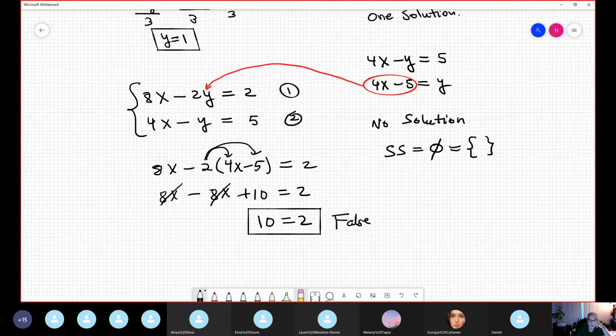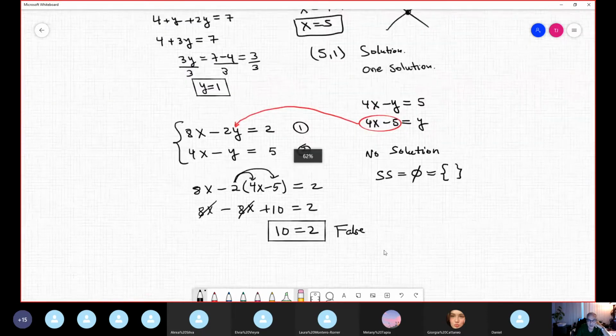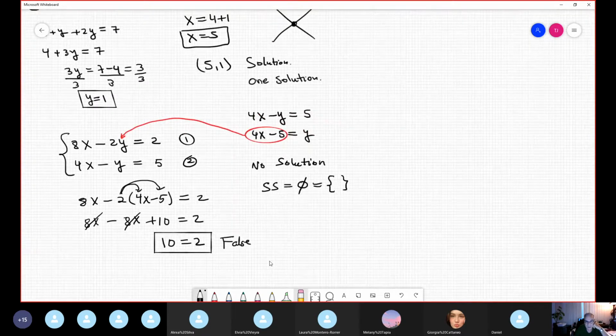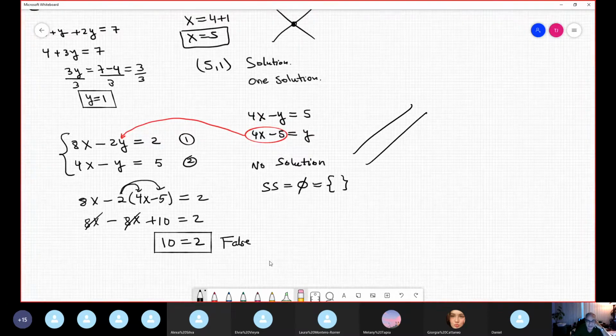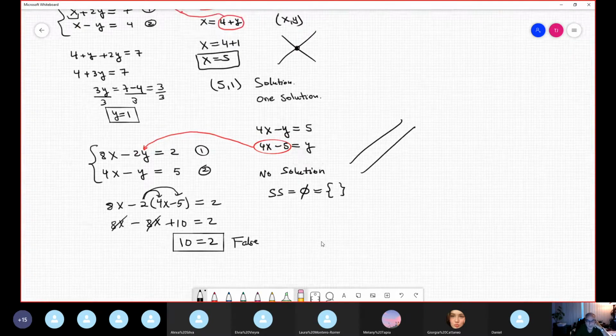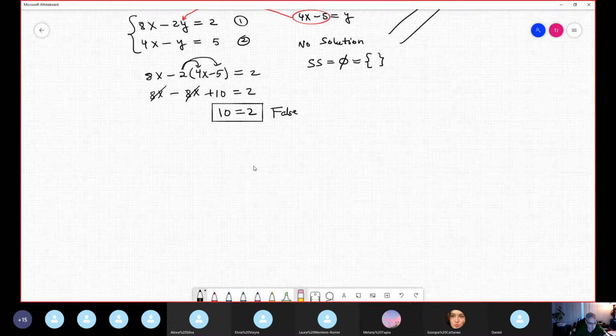This situation happens, geometrically speaking, when you have two parallel lines. Suppose you have two parallel lines, and these lines never meet. We have no common point, therefore no solution. Okay, the previous case is one solution because we have one intersection point. In this case, never do we have a solution. I suppose you remember that part well.